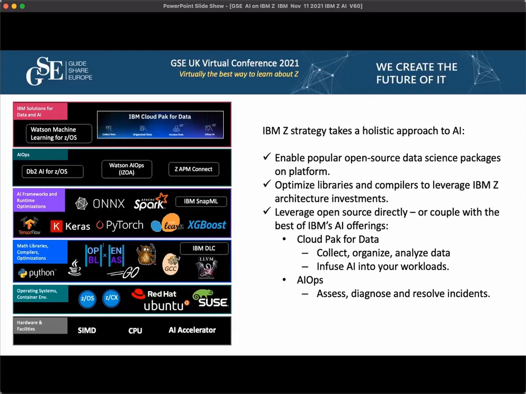And finally, if you look at the top of the stack here, you see IBM offerings such as Cloud Pak for Data and Watson Machine Learning for z/OS that allow you to really manage the end-to-end AI lifecycle. And also these offerings leverage a lot of the optimizations that we'll be making in the underpinning layers to, again, transparently enable you to benefit from all the accelerations and optimizations that we're adding throughout the Z stack, as I said, all the way from the hardware up.